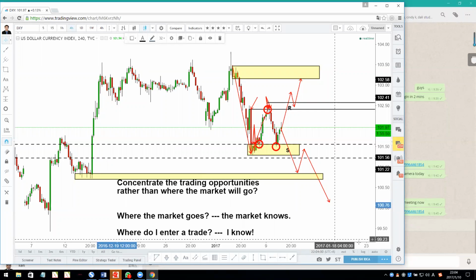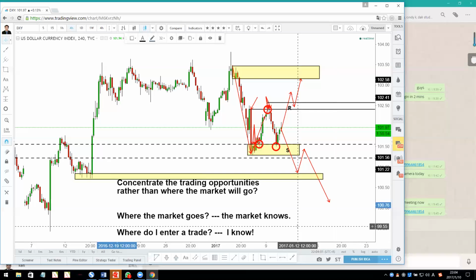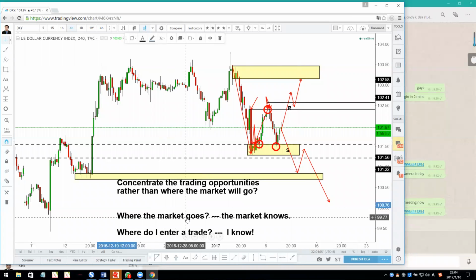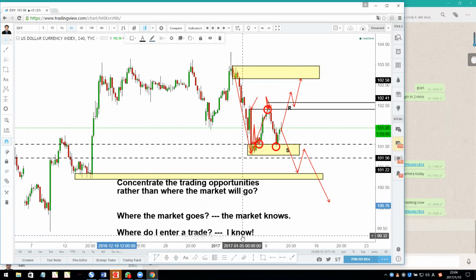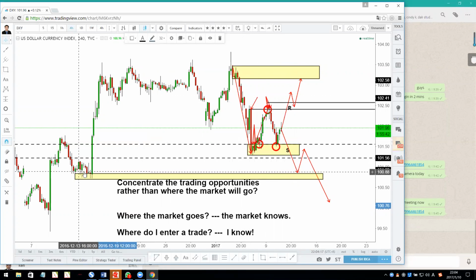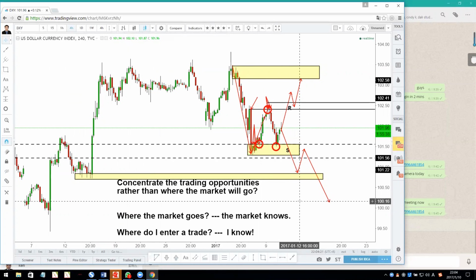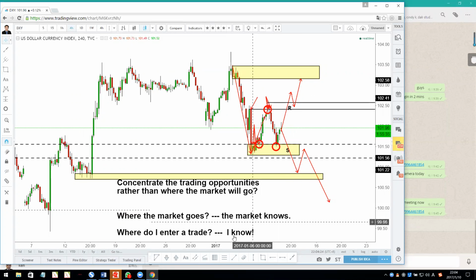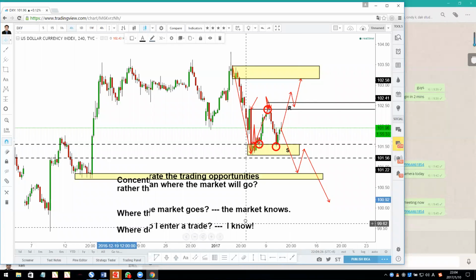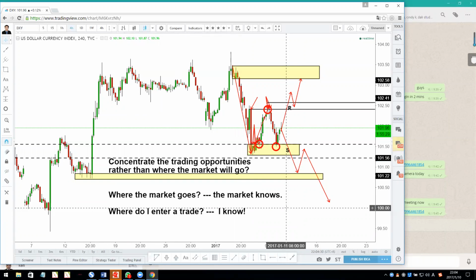But is this first question important? No. I don't care where the market goes, but I care where I enter a trade. How do I know? Based on structure, based on the price action, based on what I can see from the market. So the strategy that I teach you is to give you an idea of how to enter a trade, how to make a trading plan, isn't it?